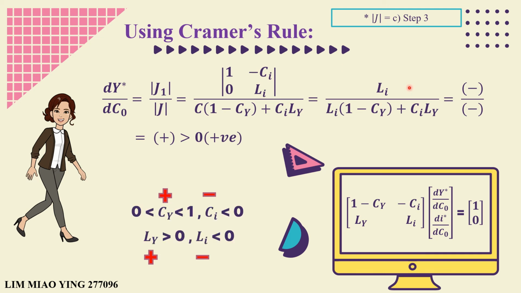And we can see the formula already given: cy is more than 0, so cy is positive, ci negative, ly positive, li negative. So we know li is negative, j is negative, negative over negative we can get positive, which is more than 0.